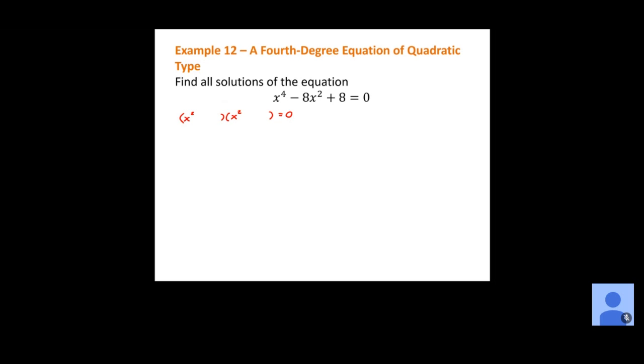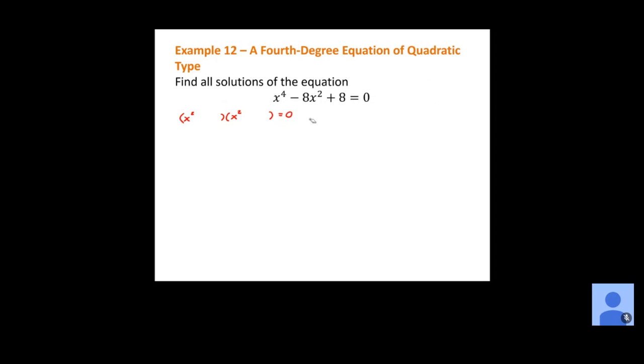Now we're going to look at the 8. Well, my factors of 8 are either 8 and 1 or 4 and 2. Well, unfortunately, neither one of those is going to give us the negative 8x squared that we want in the middle. Okay, so we can't actually do this by factoring, which means we're going to have to use one of our other options. In this case, quadratic formula is where we're going to go.